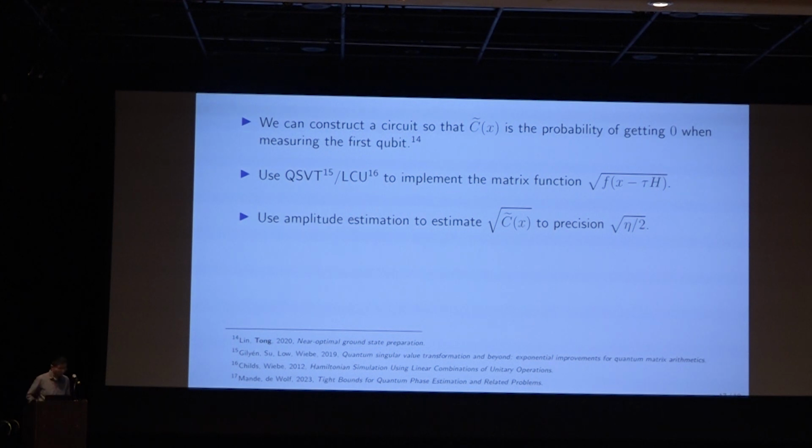And for this quantity, we actually don't directly measure it, rather we use amplitude estimation to estimate the square root of it. And the required precision is only square root of eta over 2. So this square root is actually very important, that's how we get to the optimal scaling. So the total runtime is like epsilon inverse times eta to the minus 1/2. So eta inverse is basically the circuit depth required, and eta to the minus 1/2 is the overhead you get by running amplitude estimation.